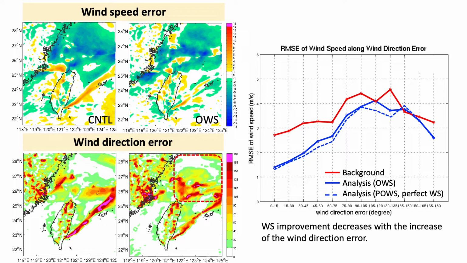the wind speed improvement decreases with the increase of the wind direction error. And even if we assimilate the perfect wind speed, you can see that there's not much improvement. So the degradation in the front area is a serious concern, since it can affect the intensity and the location of the heavy rainfall.